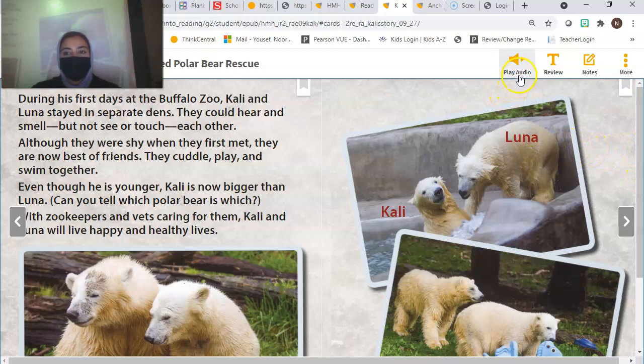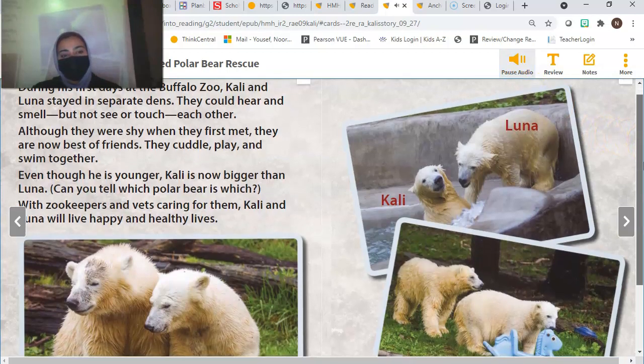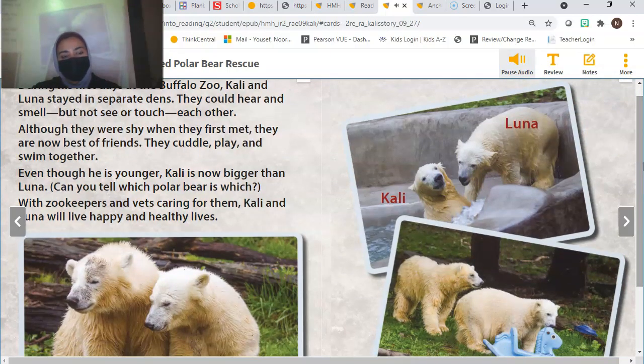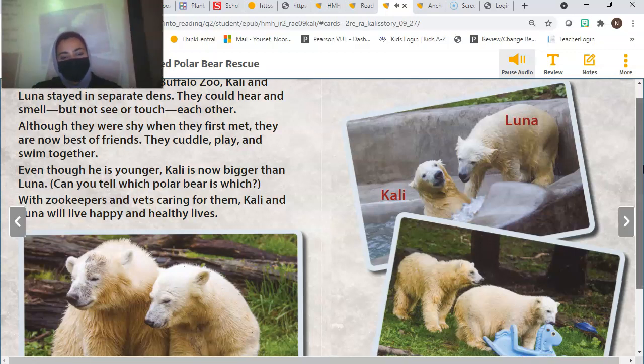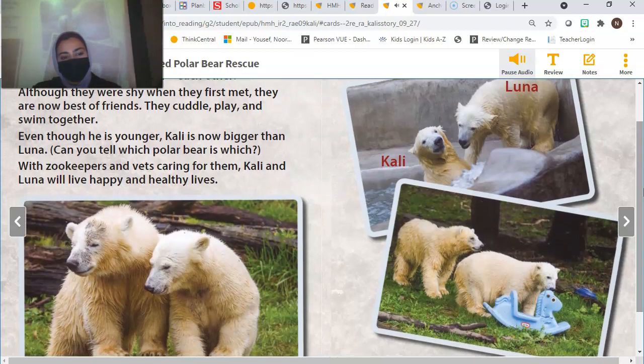All right, let's keep reading. During his first days at the Buffalo Zoo, Cully and Luna stayed in separate dens. They could hear and smell, but not see or touch each other. Although they were shy when they first met, they are now best of friends. They cuddle, play, and swim together. Even though he is younger, Cully is now bigger than Luna.